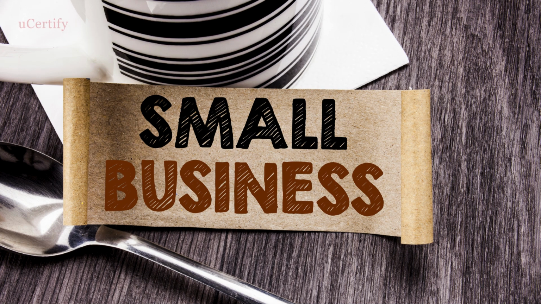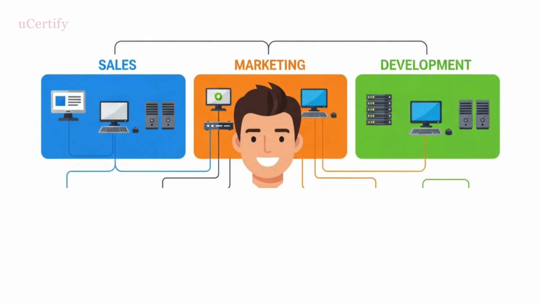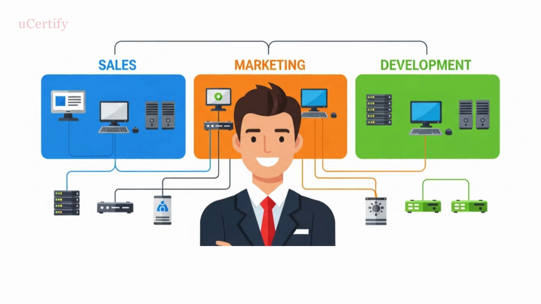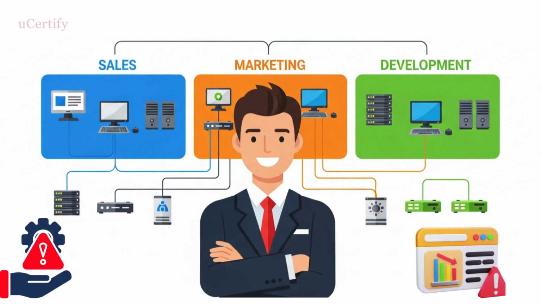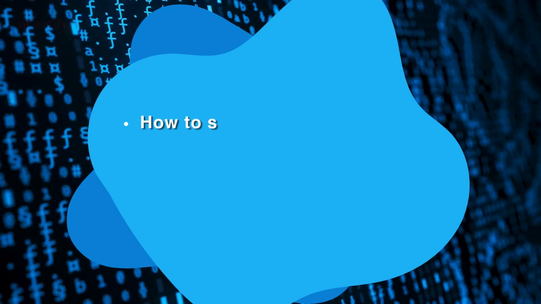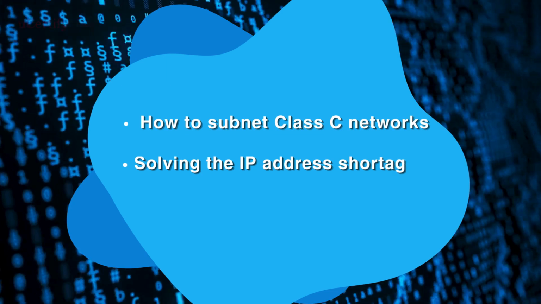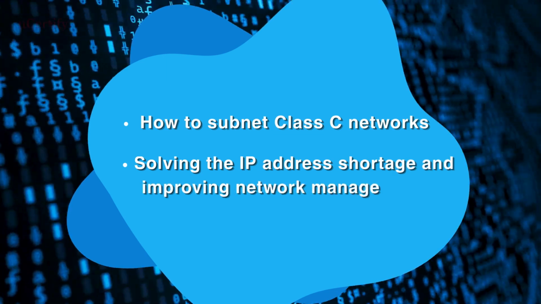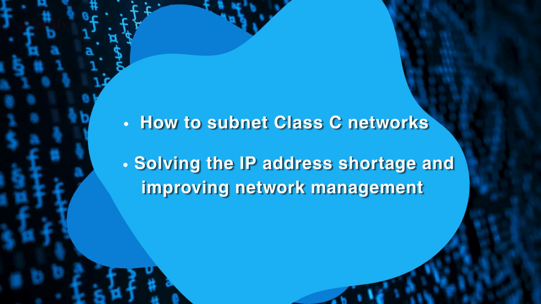Consider a small business with separate departments for sales, marketing, and development. Without subnetting, all devices would share the same network, leading to potential security risks and performance issues. By subnetting, each department gets its own network, improving security, organization, and overall efficiency. Congratulations! You've learned how to subnet Class C networks, solving the IP address shortage and improving network management. With practice, you'll master subnetting and efficiently manage your network resources.